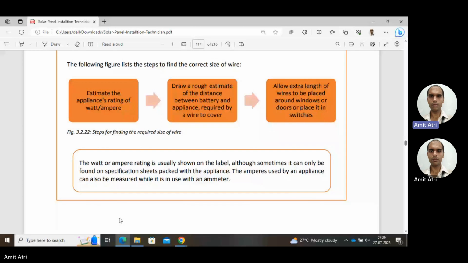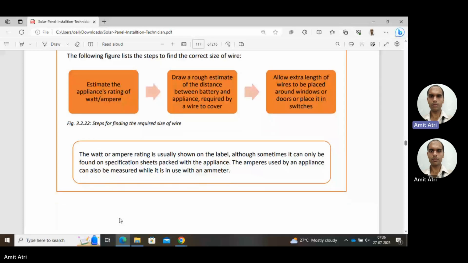Okay, the watt or ampere rating is usually shown on the label. Although sometimes it can only be found on specification sheets packed with the appliance. With the appliance means the specification, power, current that is specified about its rating. The ampere used by the appliance can also be measured while it is in use with an ammeter. Okay, using an ammeter also we can determine the current.